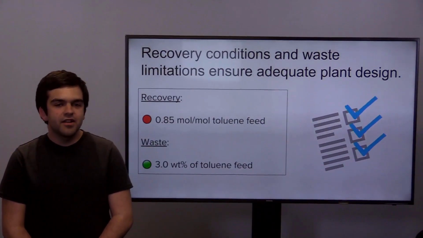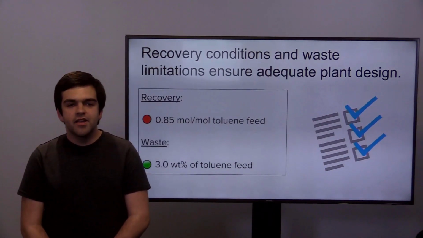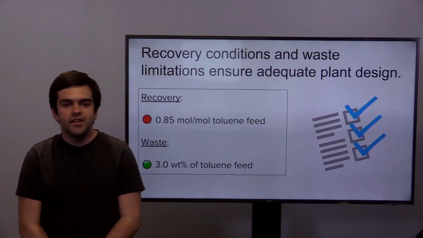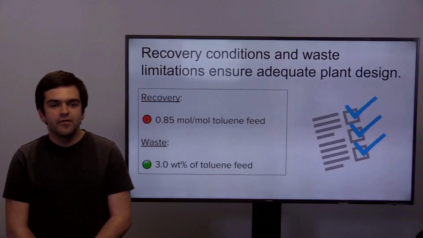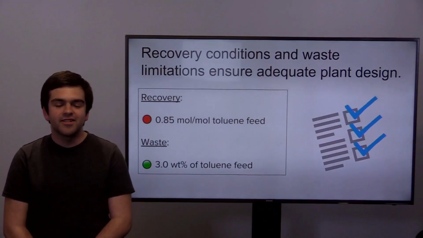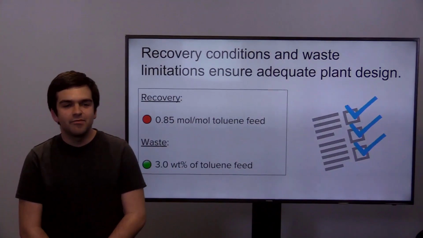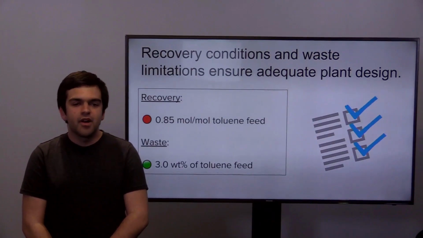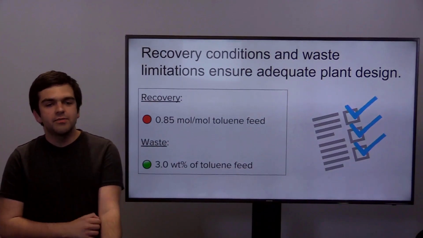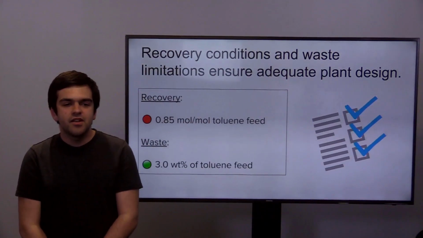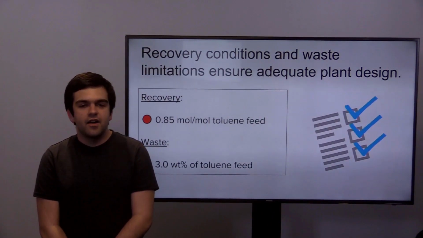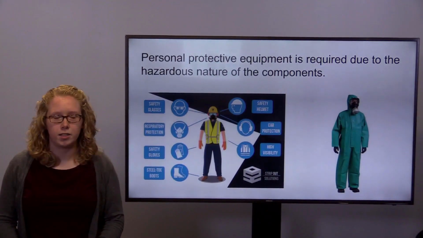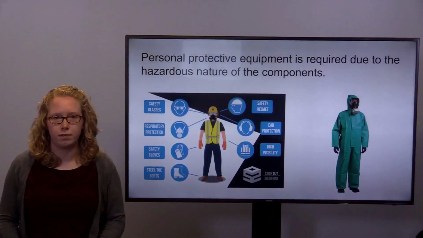And finally, our plant design has also been affected by mandated recovery conditions and waste limitations to ensure that our plant is operating adequately and efficiently. Unfortunately, our design does not meet the specified recovery conditions of 0.85 moles of benzene and paraxylene per mole toluene feed. However, we do meet the specification that we can only lose 3 weight percent of our toluene feed at the end of the process. Most of the components in this process are skin irritants and eye irritants, and they're also harmful if swallowed or inhaled.